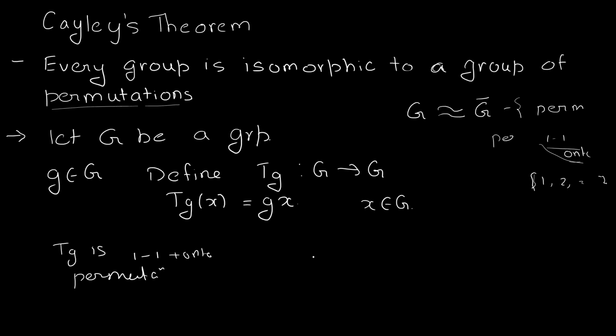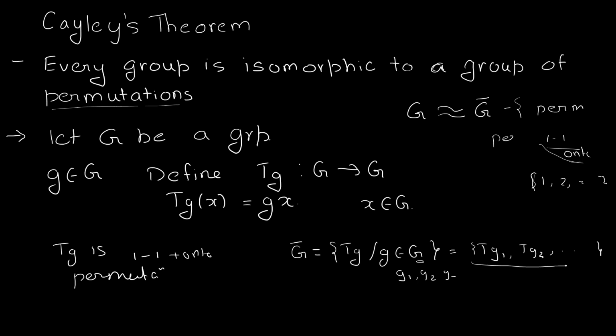Then once it has become a permutation, I will collect all such permutations in a group called G bar. That is, it will contain such Tg's where g belongs to G. Now see, this G is a group, that means it will have g1, g2, g3 and all such elements. So basically G bar will have all the functions like Tg1, Tg2 and so on. Now my next target is to show that this collection of all such permutations is also a group. This I will show via a two-step verification test.